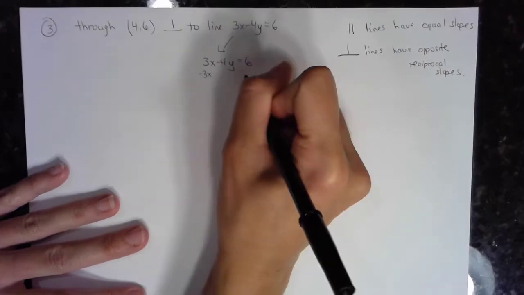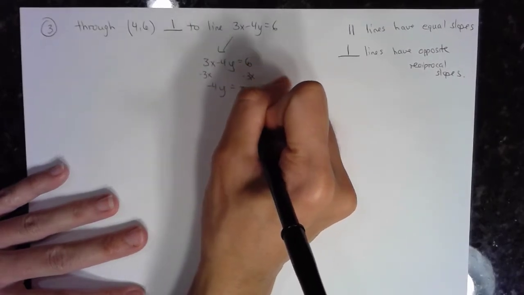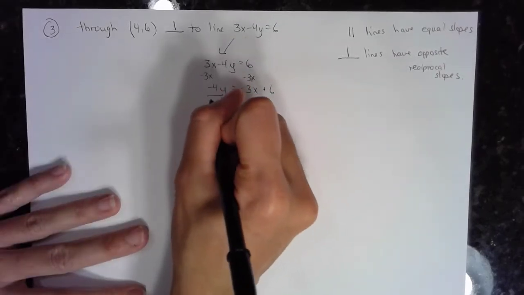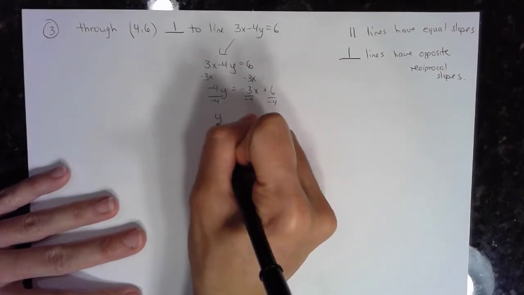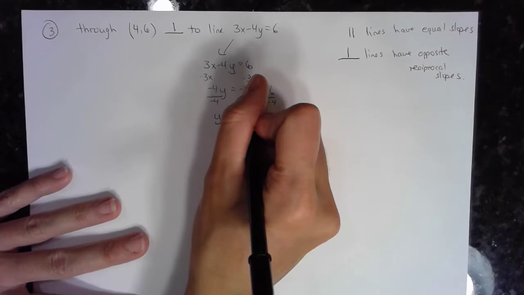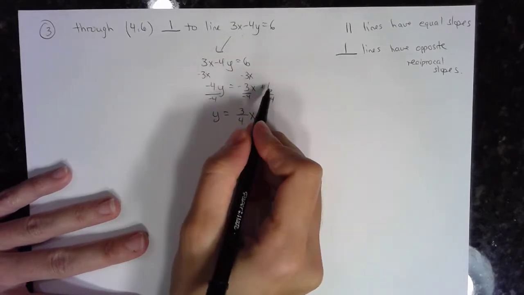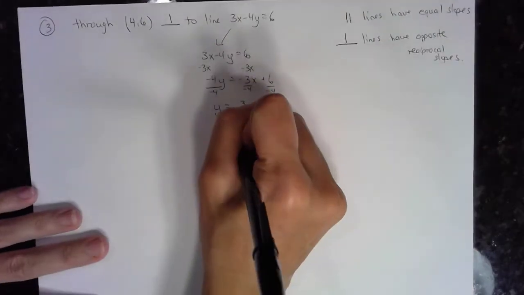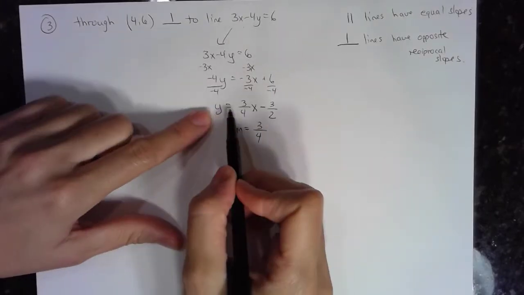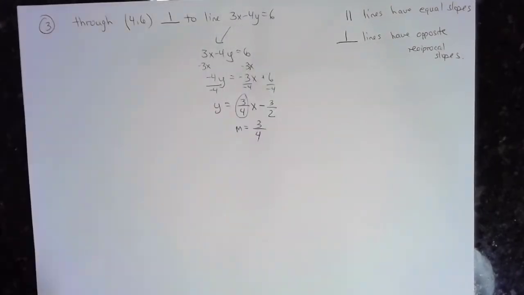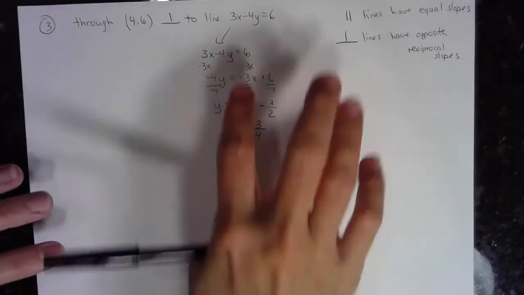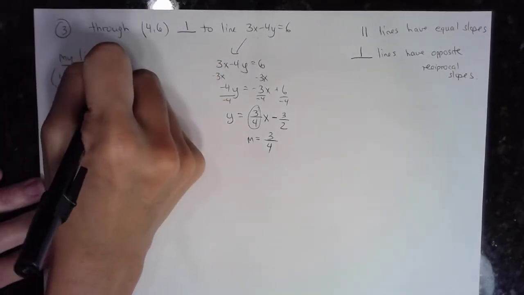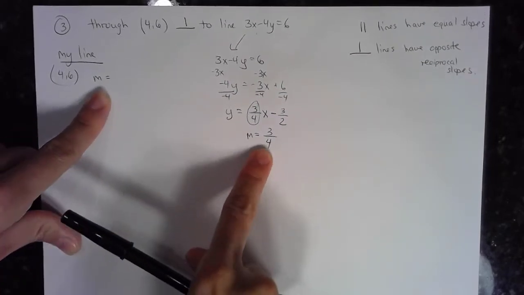So the first thing I'm going to do is bring this 3x over so that I can get my y term alone. Okay? Then I need to isolate y, and I'm being multiplied by negative 4 right now, so everybody has to get divided by negative 4 to get y alone on the left. So I have y equals negative 3 over negative 4, which is 3/4 x, positive 6 over negative 4, which is a negative 3/2, simplifying fractions. And the slope of this line is 3/4, right? Once I'm in y equals mx plus b form, the coefficient in front of x is the slope of the line. Now this is not my line. My line goes through the point (4, 6), and has a slope that is perpendicular to this one.